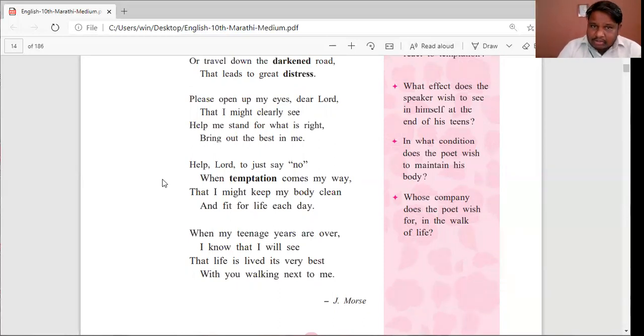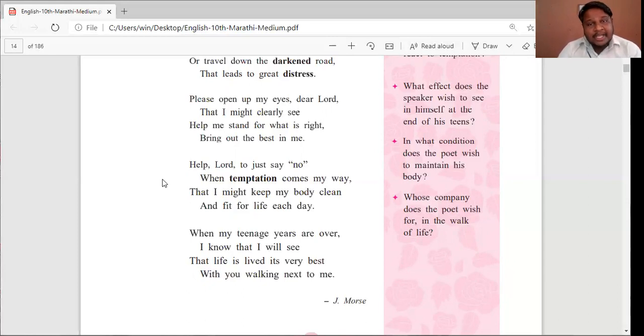It means the poet requests God that he may know which things are good. The poet should stand only for the good things, not for the bad. And in the last line, the poet just wants to say only the best things he wants to bring into his life. Okay, in this way this stanza also ends.